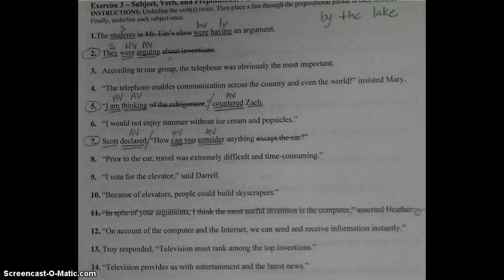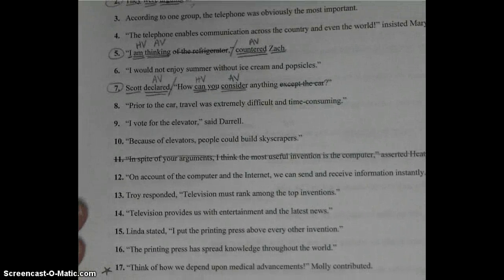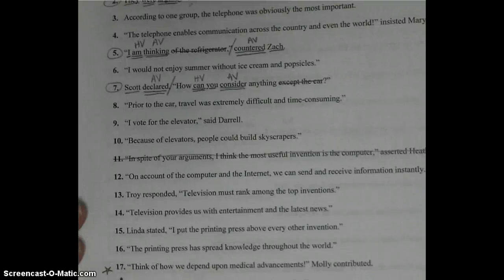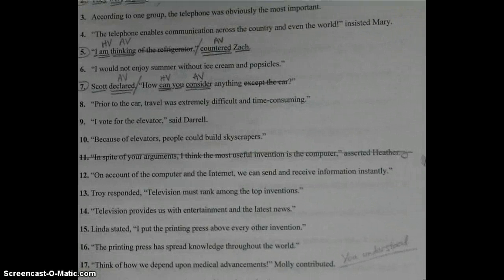I'm going to ask you to choose, let's see, there's 20 on this one. I'm going to ask you to choose 8 more. However, one of those 8 has got to be number 17. I want you to pay extra attention to number 17 because it's going to be an example of the you understood subject. So that's why I'm going to make you do that one. All right? So choose 8 and 17's got to be 1. And then move on to the next exercise.